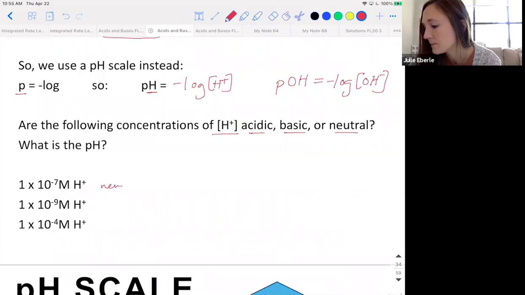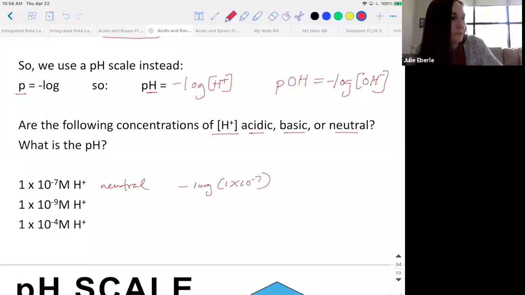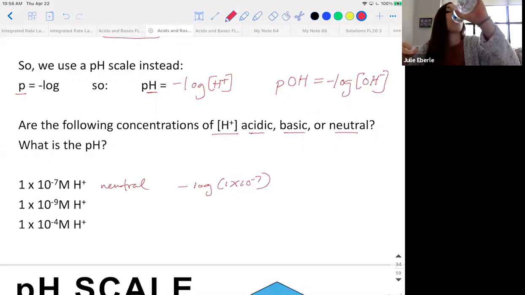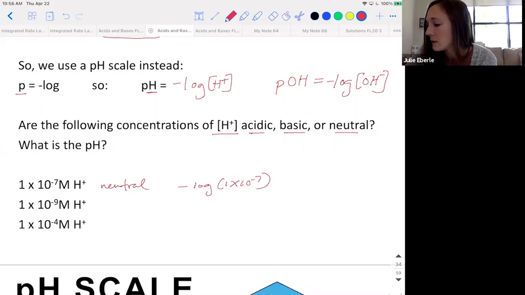This is neutral. And what is the pH? So how do we calculate this? We just do negative log of 1 times 10 to the minus 7. So grab your calculators today. What is the pH? What'd y'all get? Okay, yeah, in the chat, 7.